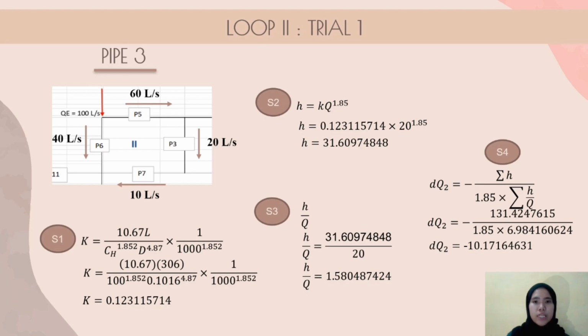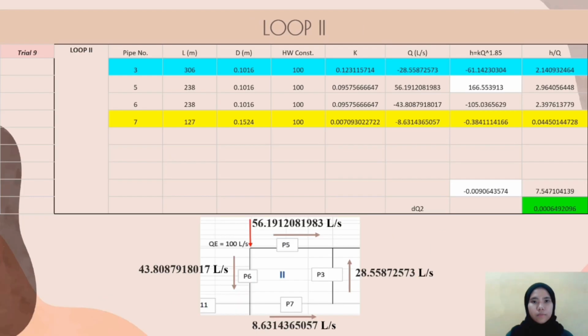Then we need to calculate the H, where K is multiplied by Q power 1.85, and we got the value of 31.6097. Next, we need to calculate the H over Q, and we got the answer 1.5804. For the delta Q2, we got the answer negative 10.1716. In this loop 2, we end at trial 9 where we already got the value of 0.0006. So we got the result with 3 values of anti-clockwise and 1 value of clockwise.